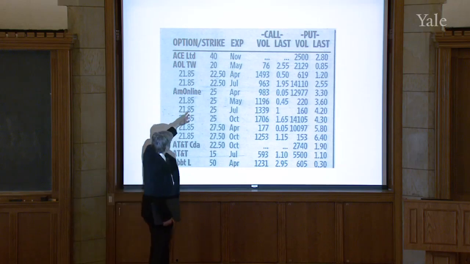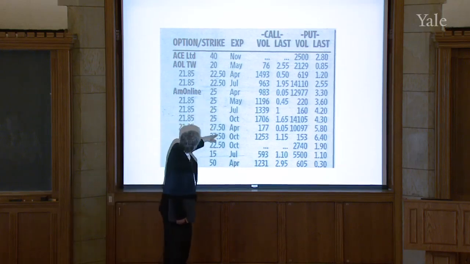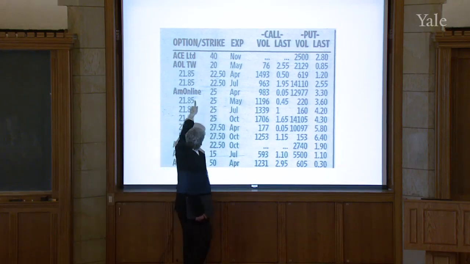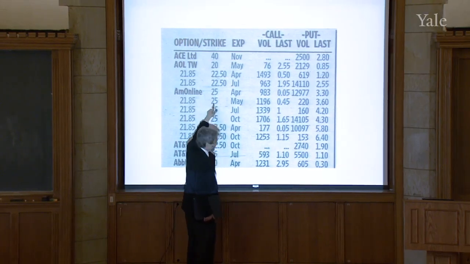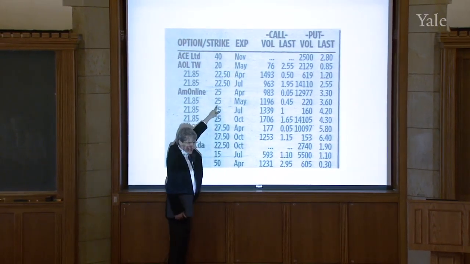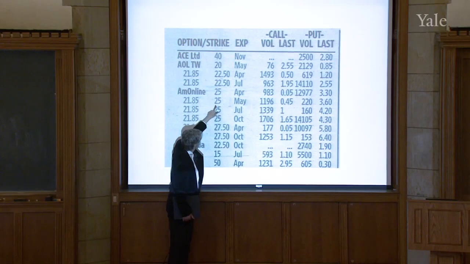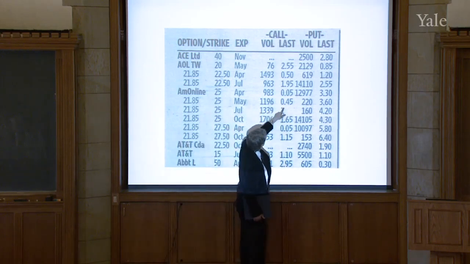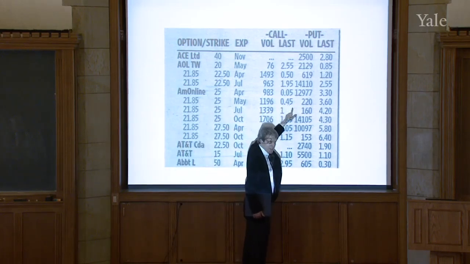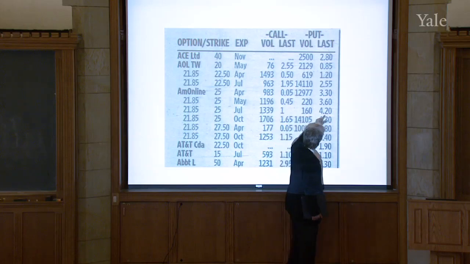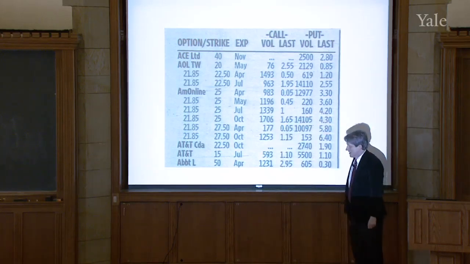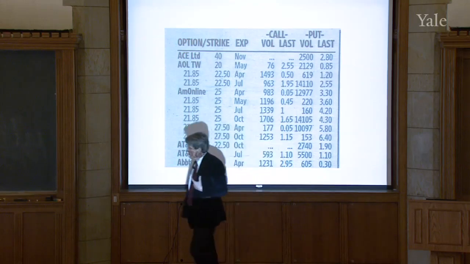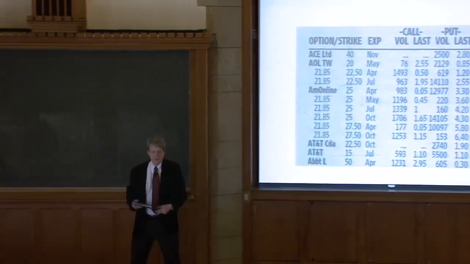So these are different strike prices and different exercise dates. Take this one, if it's a call, $25 strike price, it would cost you 45 cents to buy that. But if you want to buy a put, it costs you $3.60. And we want to try to understand these prices. That's the purpose here.